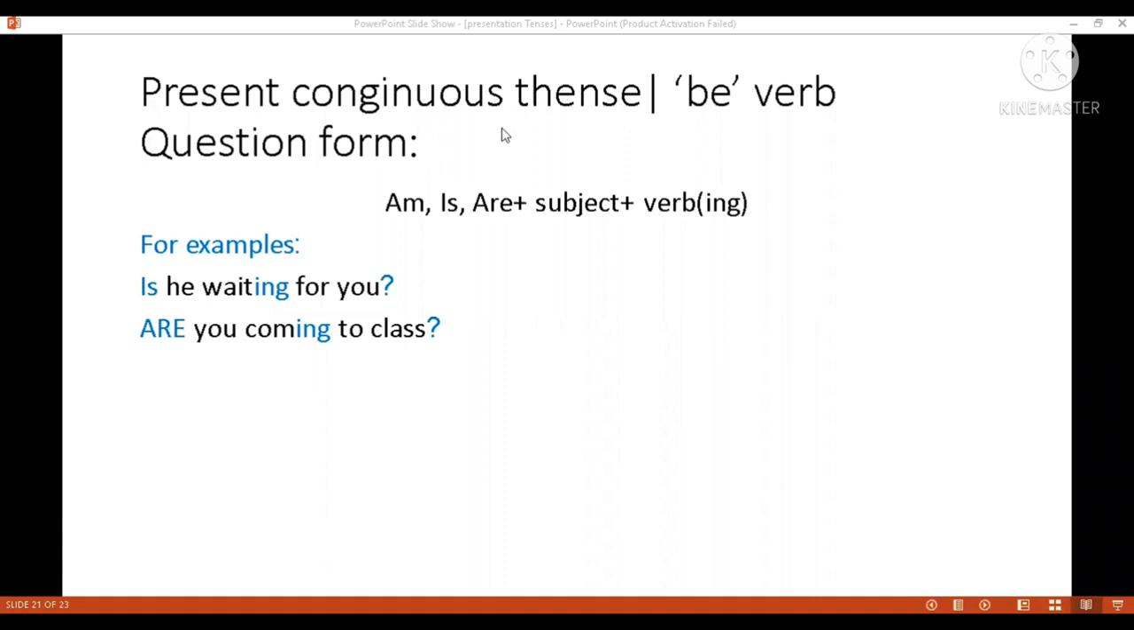Now, let's talk about how to form be verb questions in the present continuous tense. So the structure is am, is, or are plus subject plus verb with ing. For example, is he waiting for you? We start with the be verb is because the subject here is he. You can answer yes, he is, or no, he isn't. Another example, are you coming to class? Okay, that's it.